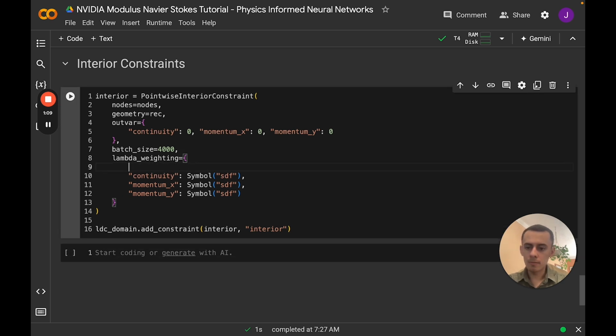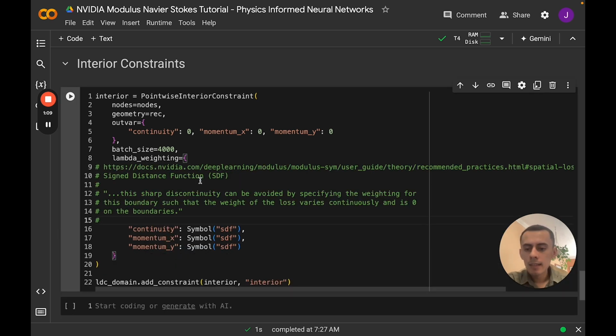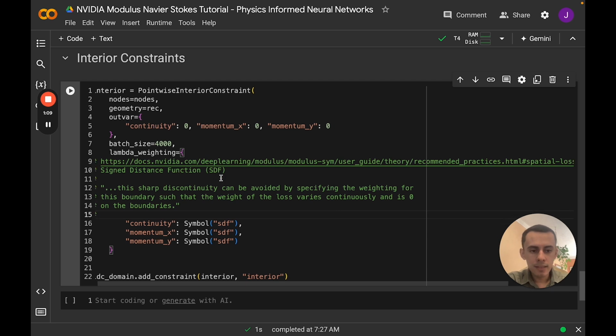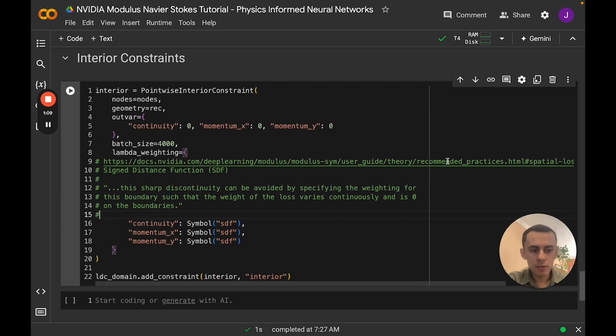Just so you know, you can learn more about it here. So the signed distance function, SDF, recommended practices, spatial loss weighting. This sharp discontinuity can be avoided by specifying the weighting for this boundary such that the weight of the loss varies continuously and is 0 on the boundaries. There you go. You can read more about it here.